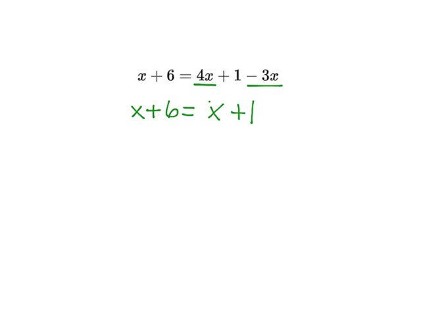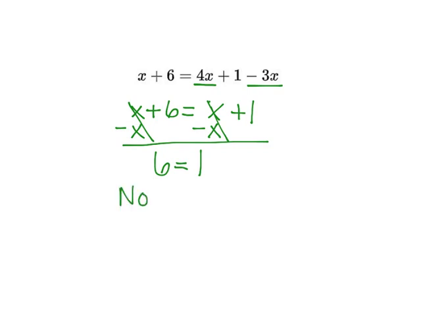The next thing that I'm going to do is get my x variables together on one side. So I'm going to subtract x from both sides. Now what happens is that my x variables on both sides cancel out. So I'm left with 6 equals 1. This is not a true statement.